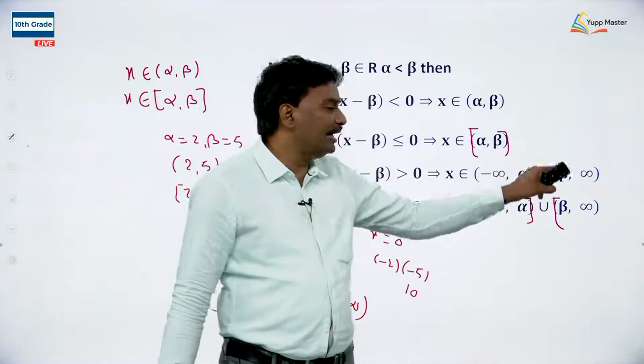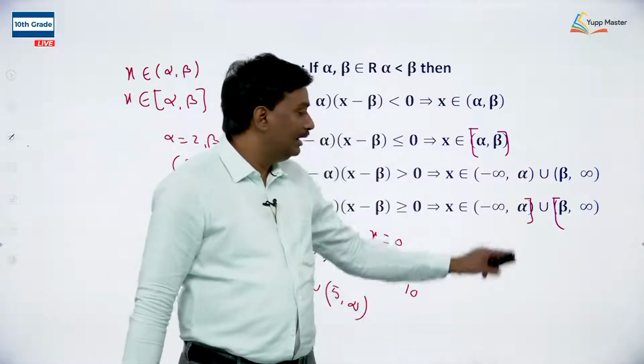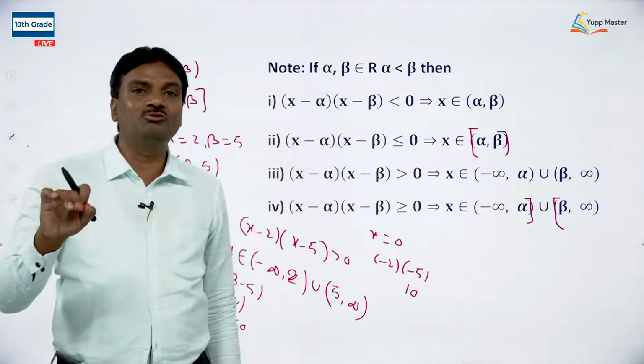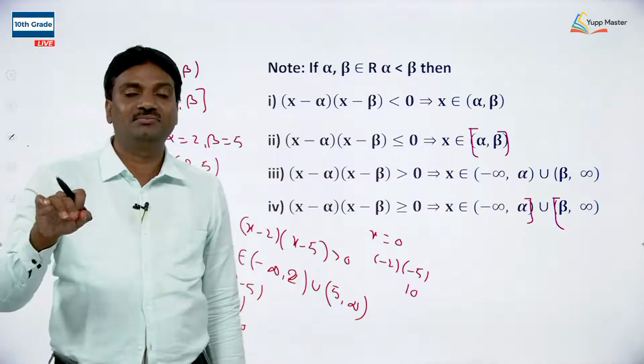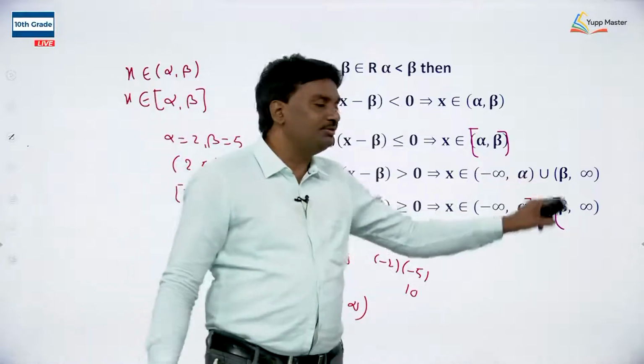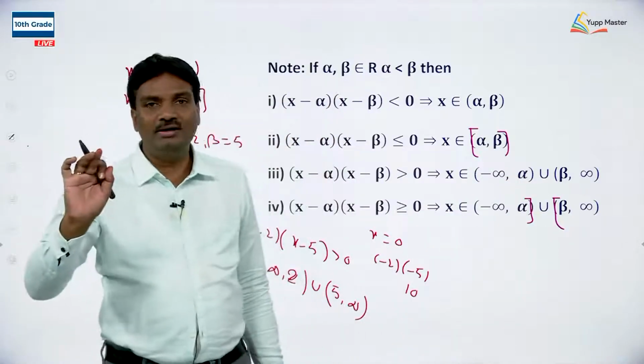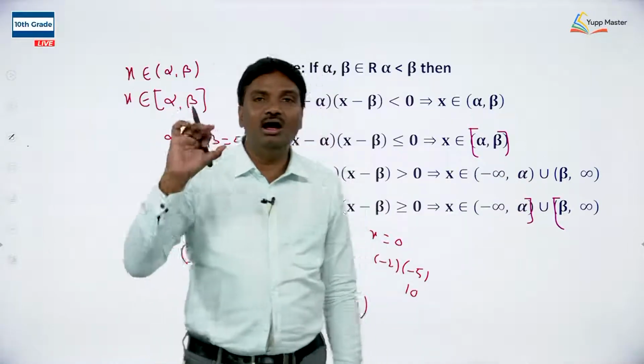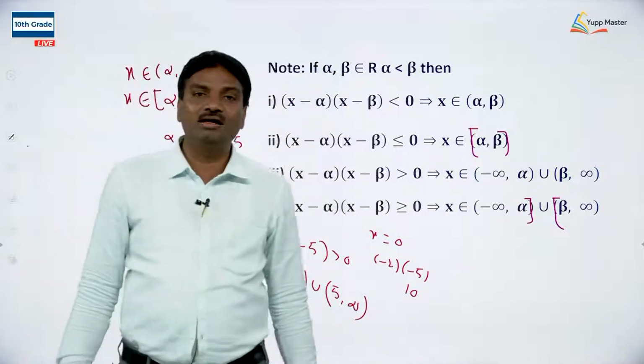Here we have taken the curve bracket, and here we have taken the square bracket. The difference between the curve bracket and square bracket is that with the curve bracket, don't consider alpha and beta; consider only the values between minus infinity comma alpha or between beta comma infinity.